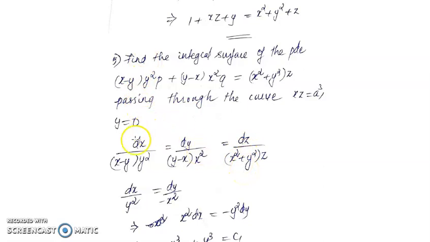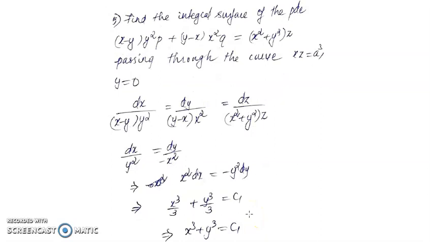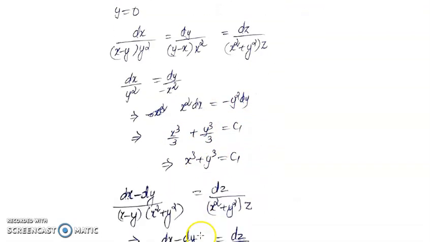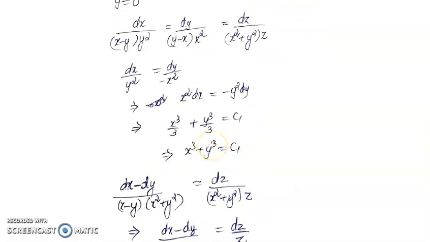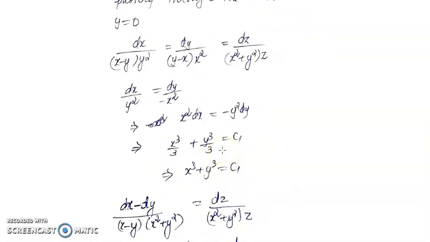So I'll be taking dx and dy first. Because x minus y cancels out, you are getting variable separable form. So you will get dx by y square equal to dy by minus x square. So that is x square dx equal to minus y square dy. On integrating, you will get x cube by 3 equal to minus y cube by 3 plus c1. So this is going to be the first solution: x cube plus y cube equal to c1.